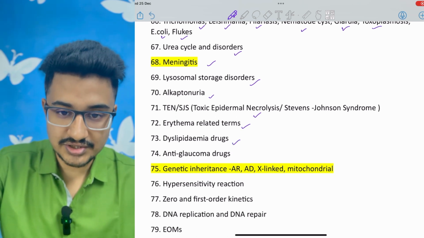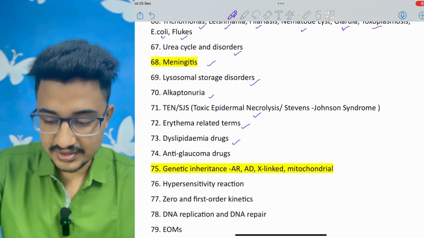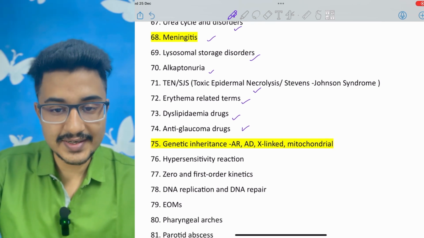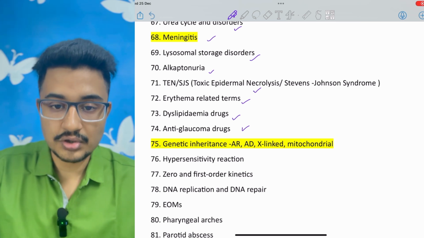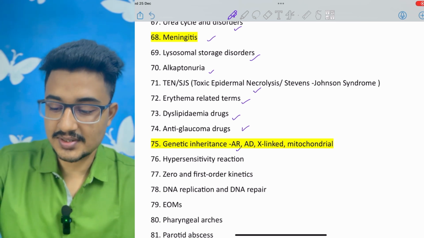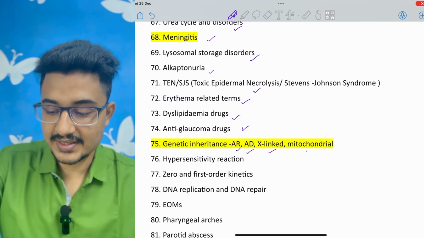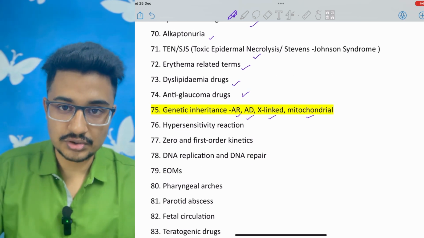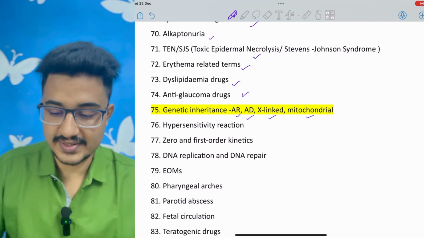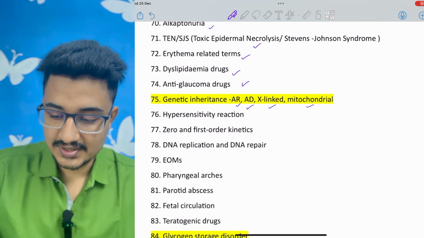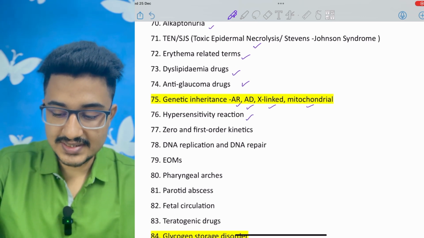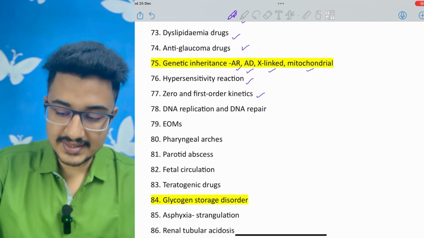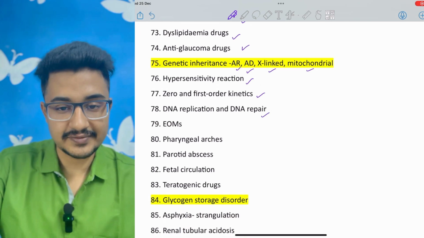Dyslipidemia, the drugs used in dyslipidemia and the newer drugs, the anti-glaucoma drugs. Genetic inheritance is very much important. One or two questions you can expect from this: the autosomal recessive, dominant, X-linked, and mitochondrial. You can get the pedigree chart also, and you may be asked which kind of disorder is this. Hypersensitivity reactions, zero order and first order kinetics, DNA replication and repair defects.